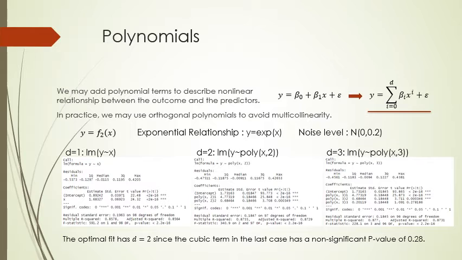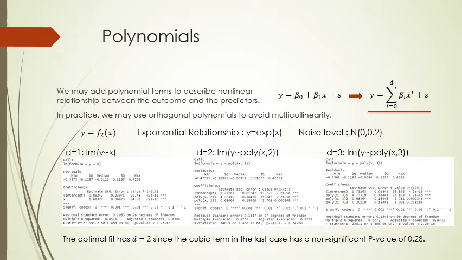The example below models an underlying exponential relationship y equal to exponential of x plus a normally distributed noise. Three regression results for D of 1, 2, 3 are shown here. When the model includes only the linear term, the adjusted R-square is 0.856, and the term is highly significant.